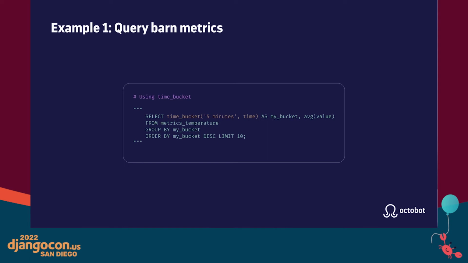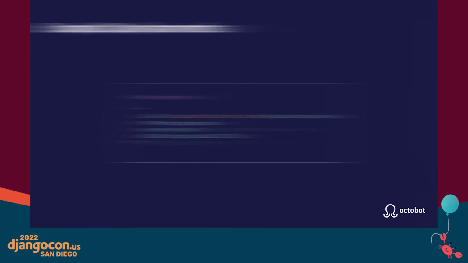time_bucket works pretty similar to the date_trunc function from PostgreSQL, with the difference that it's more flexible. In some ways, we can use arbitrarily sized time periods, like in this case. So we basically include time_bucket. We say, okay, we want the average for the temperature column, and we group that by our bucket.